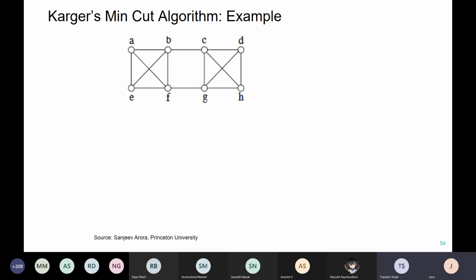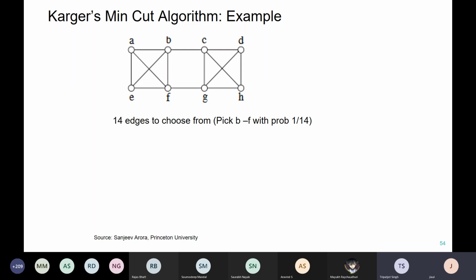Now let's try to understand this simple algorithm through an example. This is the original graph, for example. There are 8 nodes that you can see, in an unweighted, undirected graph. The first thing that we have to do is choose one edge randomly. Because there are 14 edges in total, the probability that any edge will be chosen is 1 by 14.